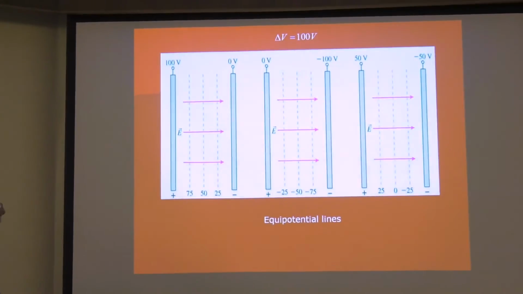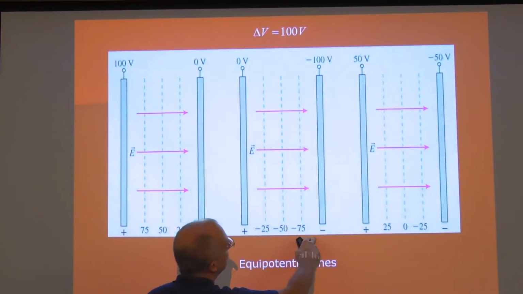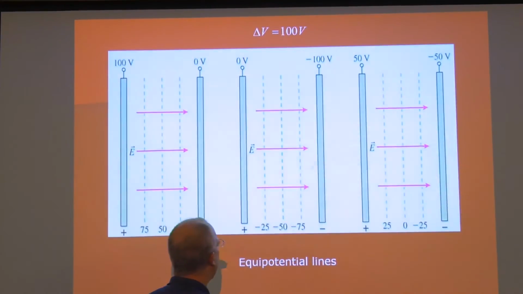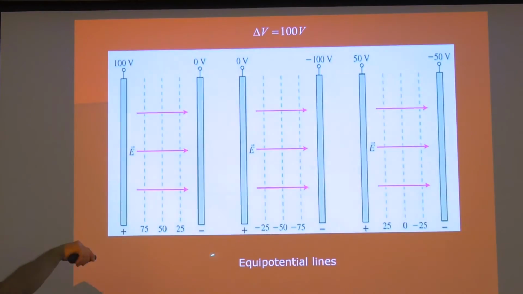So here's another example: 100 volts, 0 volts, 0 volts, minus 100 volts, 50, minus 50. And you have these equipotential lines.